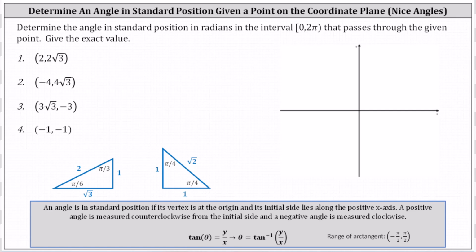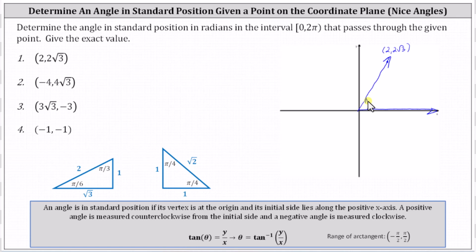The first point is (2, 2 square root 3). Let's plot this on the coordinate plane. It doesn't have to be exact, but (2, 2 square root 3) would be approximately here, which means we're looking for the angle with the initial side along the positive x-axis and the terminal side passing through the given point, which is this angle here.